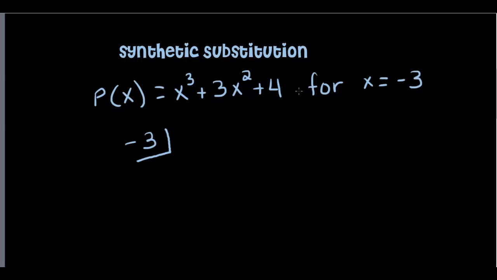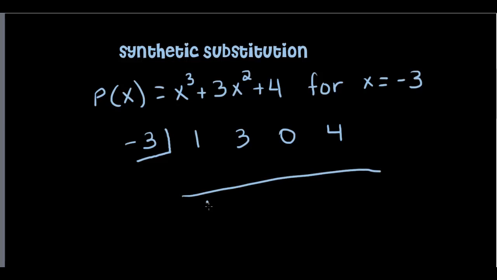And then I'm going to write the coefficients of the polynomial. So the coefficient for x cubed is 1. The coefficient for x squared is 3. I don't have a coefficient for x, so I'm going to write 0. Remember, we have to add placeholders. Then 4 for the constant.